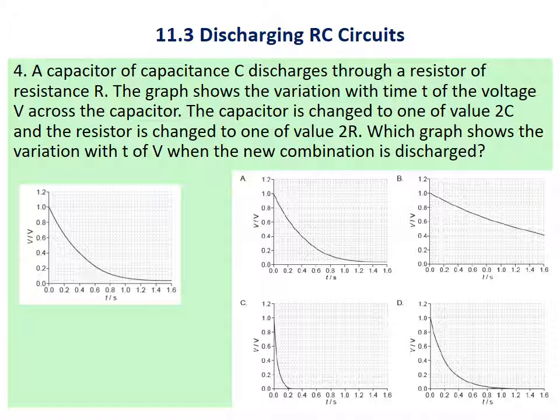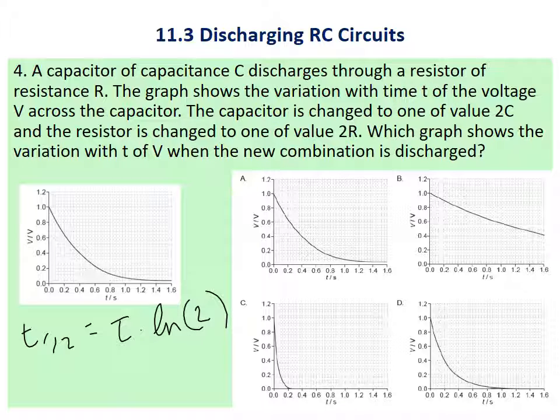A capacitor of capacitance C discharges through a resistor of resistance R. The graph shows the variation with time t of the voltage V across the capacitor. The capacitor is changed to one of value 2C and the resistor is changed to one of value 2R. Which graph shows the variation with t of V when the new combination is discharged? So we'll use our half-life equation, t 1/2 equals tau times ln of 2, just to see what we should be getting.